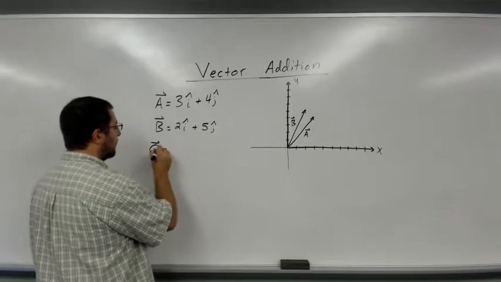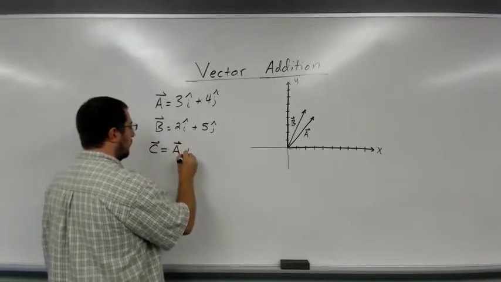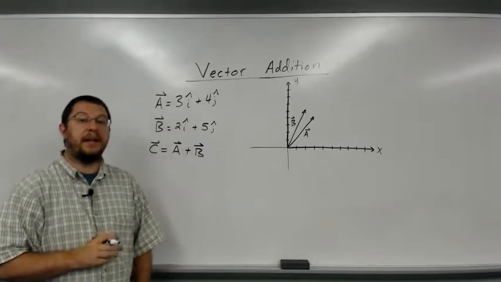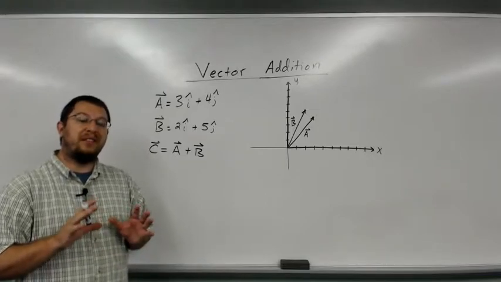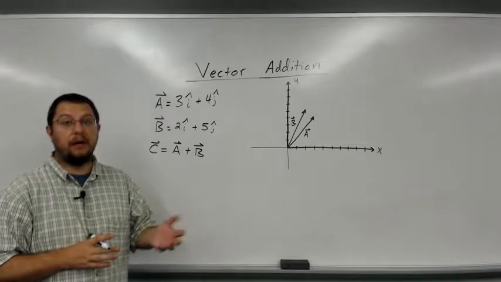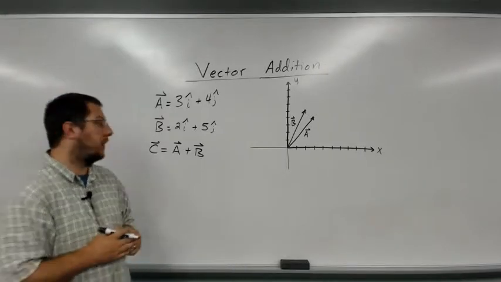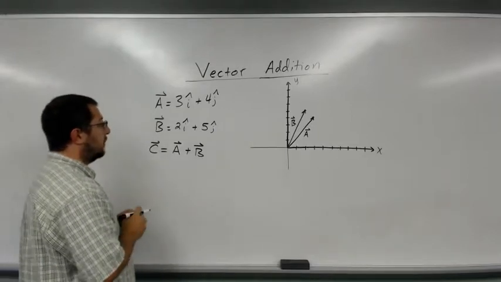If I want to create some new vector C that is the sum of A plus B, what is that going to be? And so there are really three different questions we can ask. What are the components of C? What is the magnitude of C? And what is the angle of C? Okay, what is the direction of C? So those are the three questions we can ask.